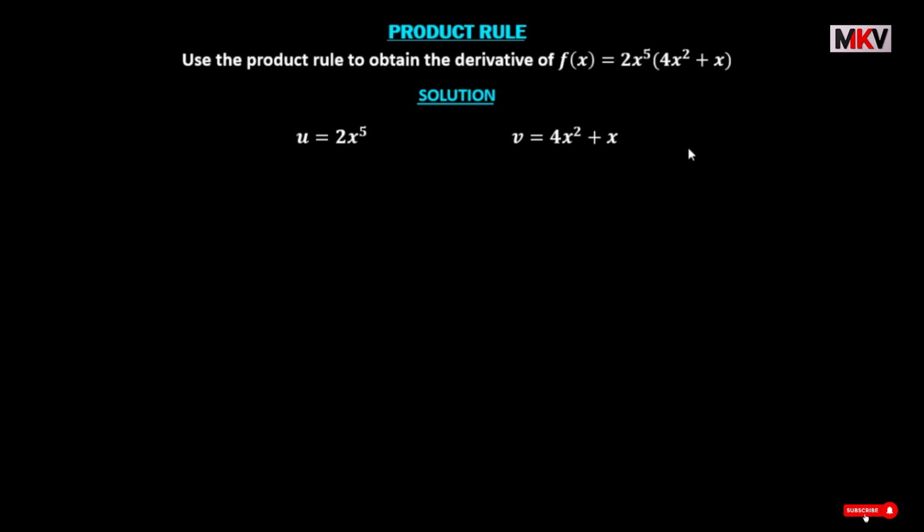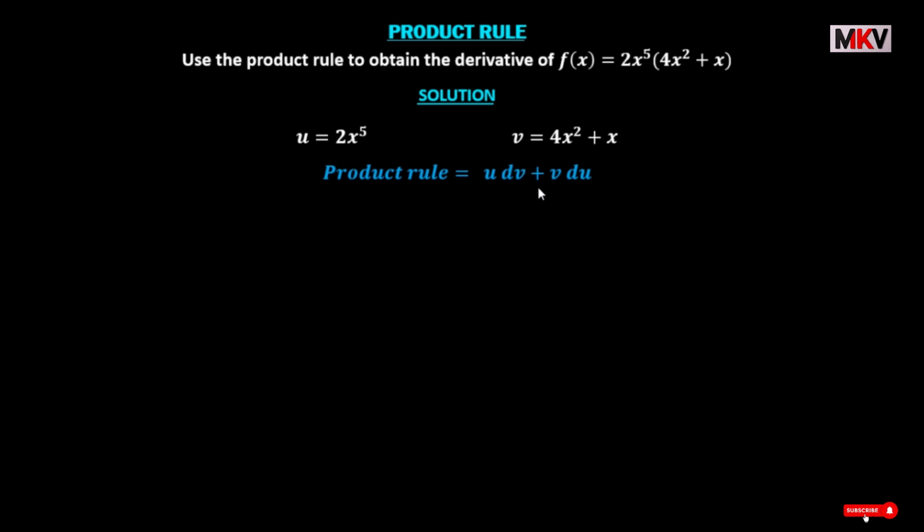Now, there's a formula that we go by in using product rule to find the derivative of a function. That formula is u multiplying dv plus v multiplying du. Here dv is the differential of v with respect to x, so we differentiate v with respect to x. Then du is the differential of u with respect to x. After finding the differential of u and v, we substitute them into this formula so that we find the derivative of the function.